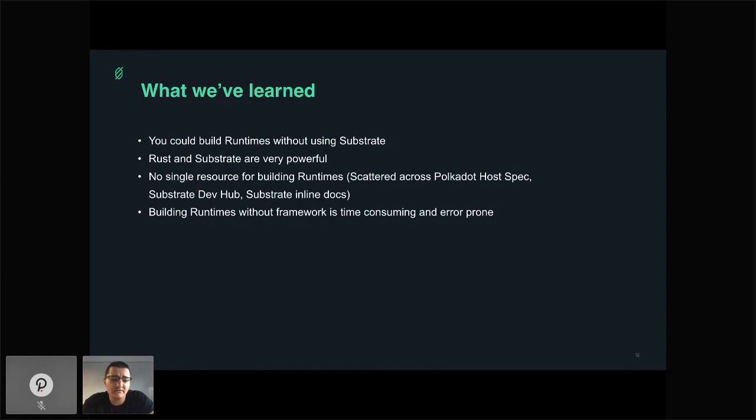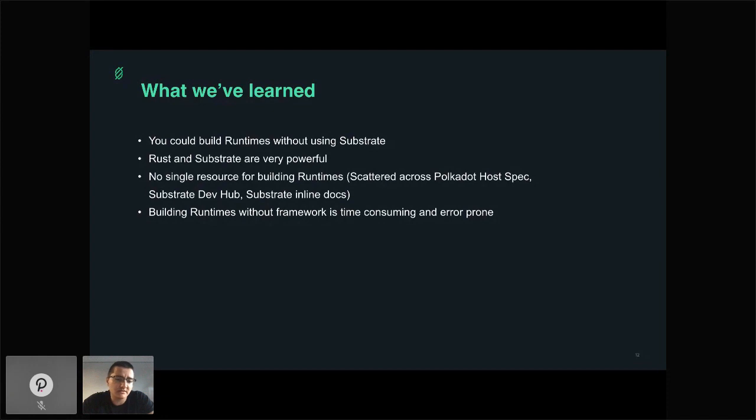Another thing that we've learned is that when it comes to building runtimes, there is no one place to go to. The resources that you need are scattered across the Polkadot host specification, the Substrate developer hub, and even the Substrate inline documentation. The Polkadot host specification is a very detailed description of the requirements of a Polkadot host, and you could use that to extrapolate what the runtime should do.